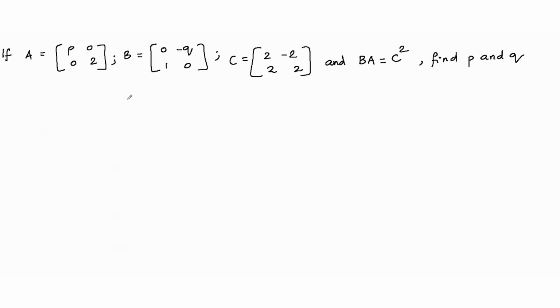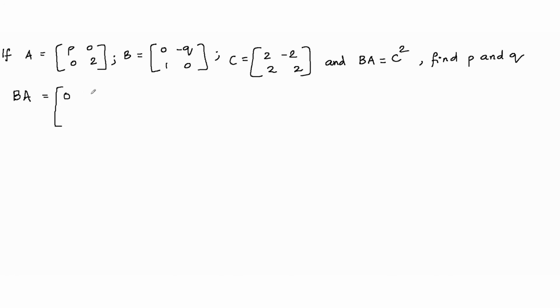So in this question, the matrices A and B and C are given. And it's given that B into A is equal to C square. We have to find the values of P and Q. So what I'm going to do is first find B into A, right? And I'm also going to find C square. So let's first find BA. B into A, the order is important.